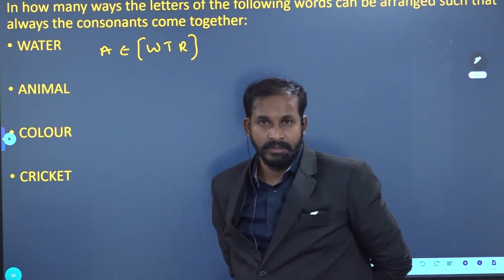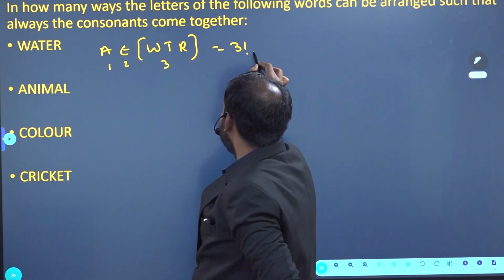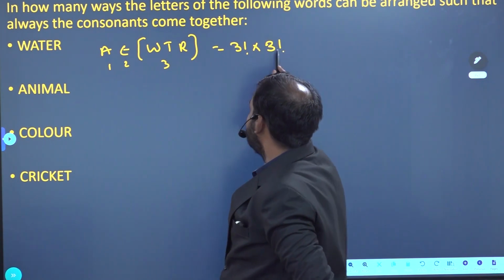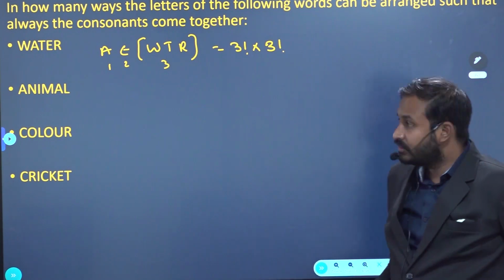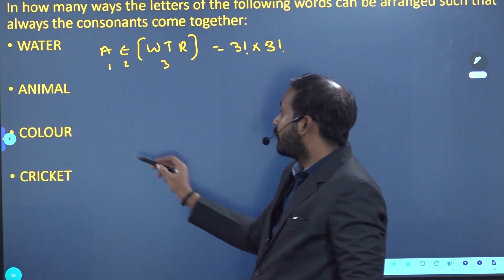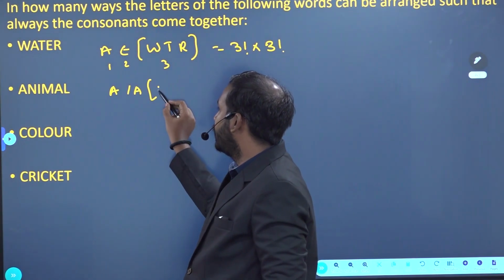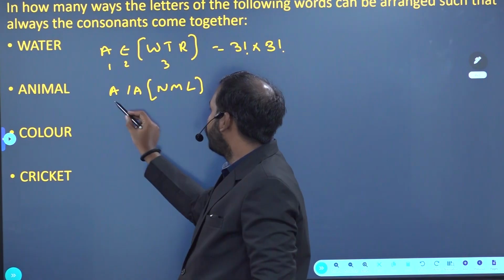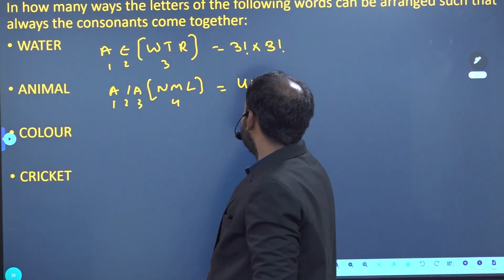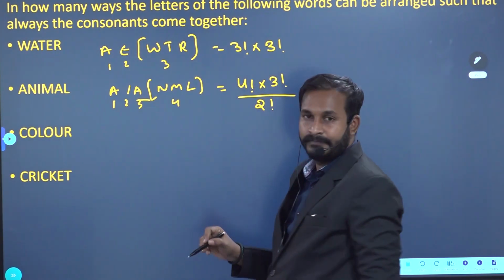Now please observe here, 1, 2, 3. So 3 factorial, and W, R can be arranged in 3 factorial ways. Why? Because 3 letters, 3 factorial ways. Understood? Is there any repetition? No repetition, so no denominator. That's it. Now come to animal, A, I, A, N, M, L. 1, 2, 3, 4. 4 factorial into 3 factorial, by, here A was repeated for 2 times, so by 2 factorial.